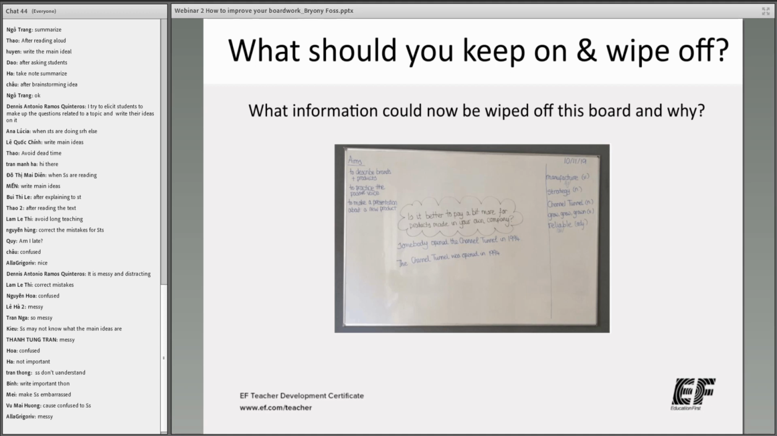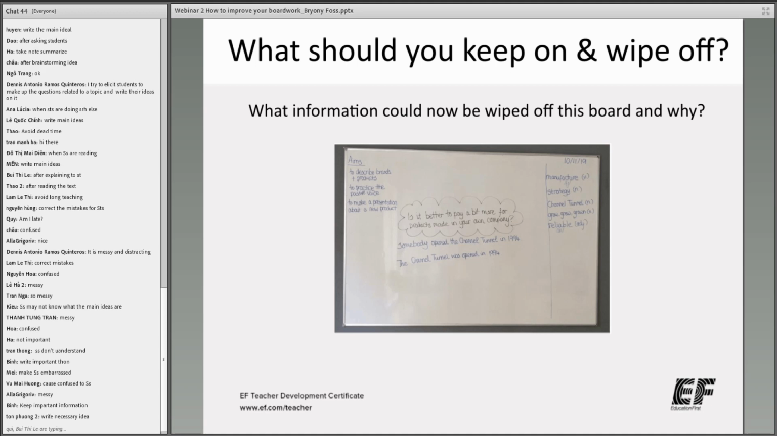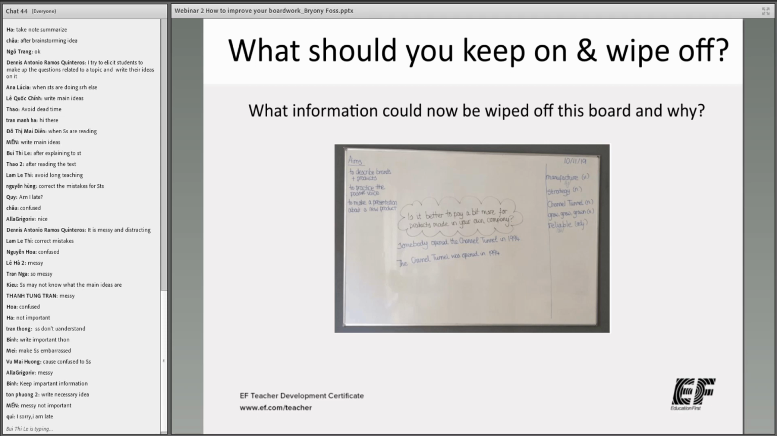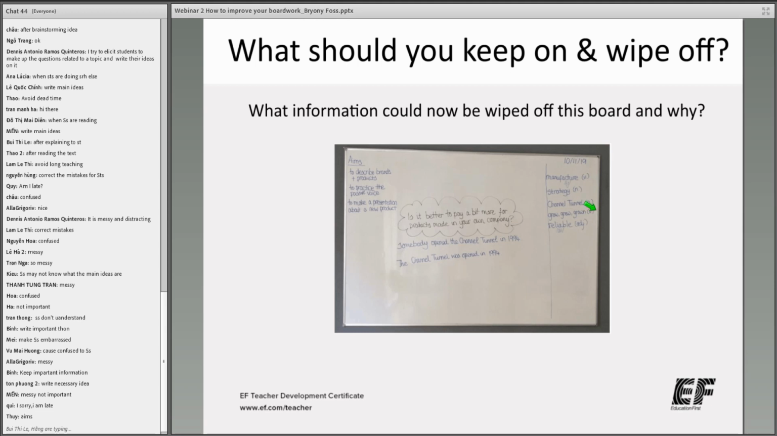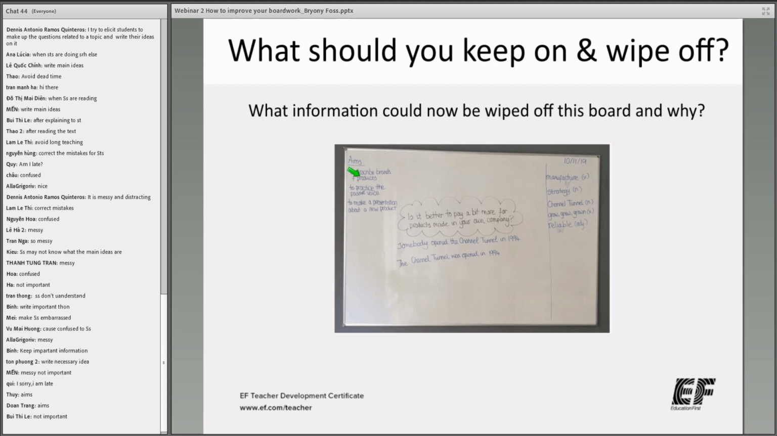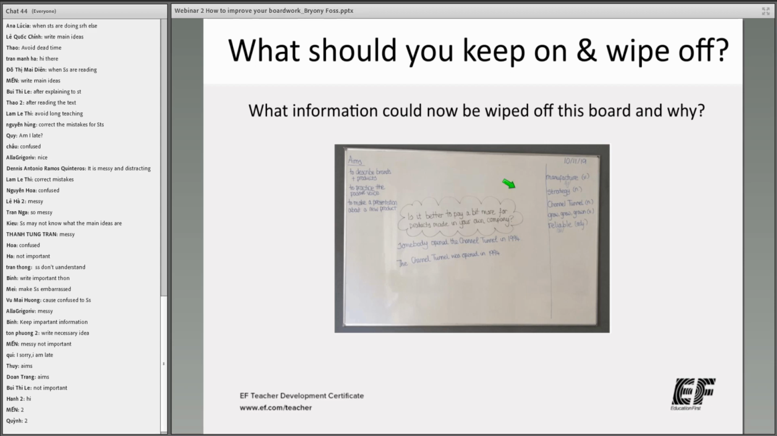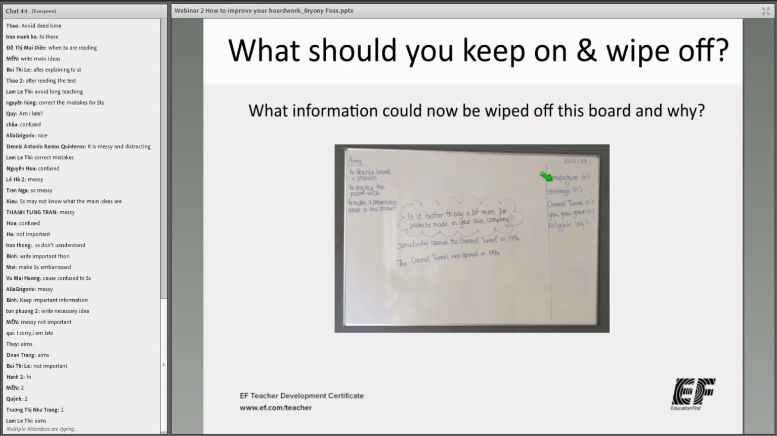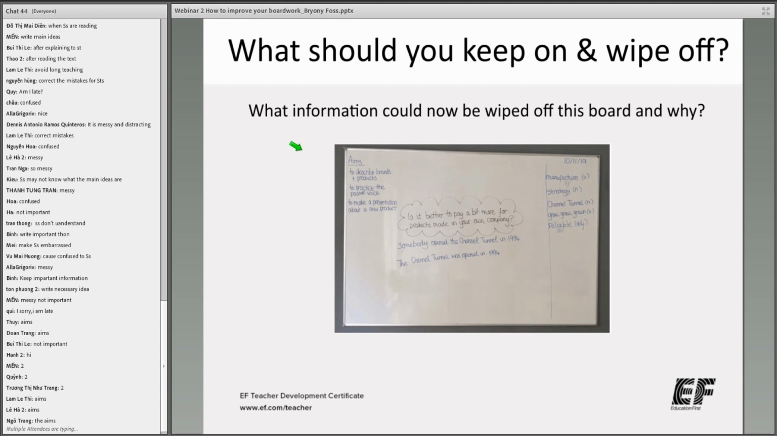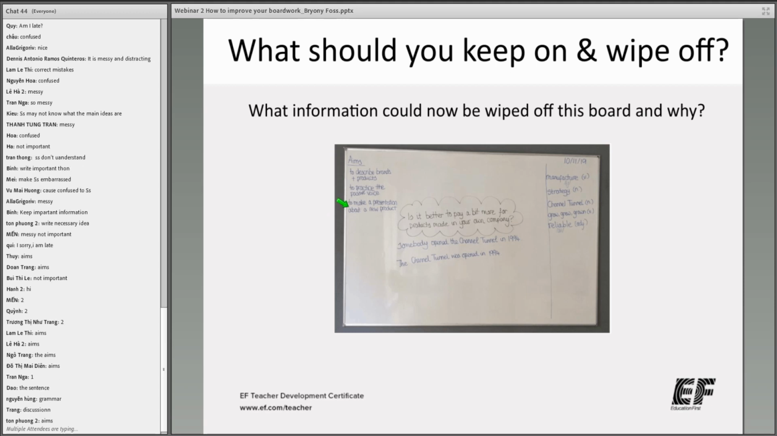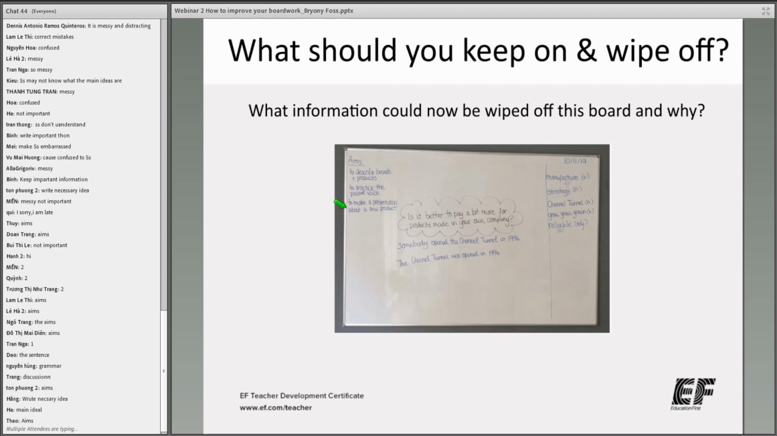So, if you look at this image of a board, what information can now be wiped off this board? What would you wipe off? Would you wipe off the aims, the discussion question, these sentences here, or the new vocabulary? What would you wipe off? Some people are saying to wipe off the aims. I would actually recommend keeping the aims on the board during the lesson so that students know what they are learning.